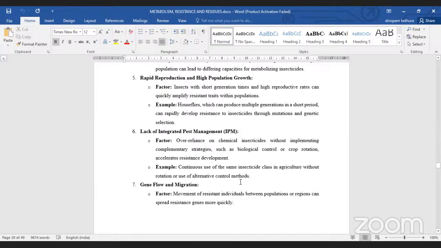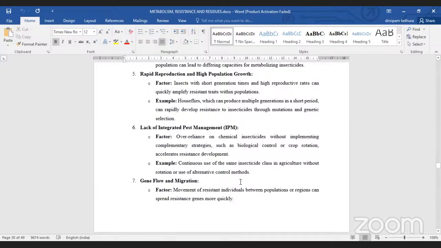Example, houseflies, which can produce multiple generations in a short period, can rapidly develop resistance to insecticides through mutations and genetic selection. And the next one is lack of integrated pest management, where over-reliance on chemical insecticides without implementing complementary strategies such as biological control or crop rotation accelerates resistance development. An example is continuous use of the same insecticide class in agriculture without rotation or use of alternative control methods.